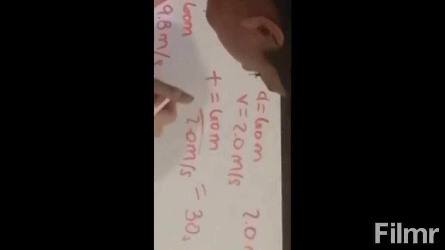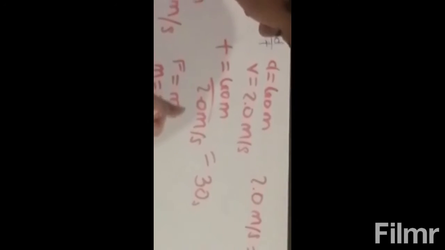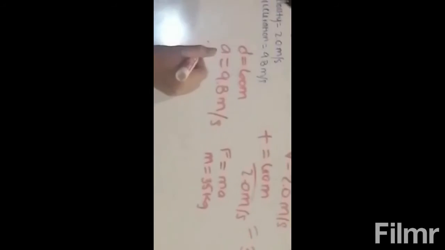Remember that distance is 60 meters and acceleration is 9.8 meters per second squared. Here we use the force, which equals mass times acceleration, and the mass is 35 kilograms, and we multiply it by the acceleration.